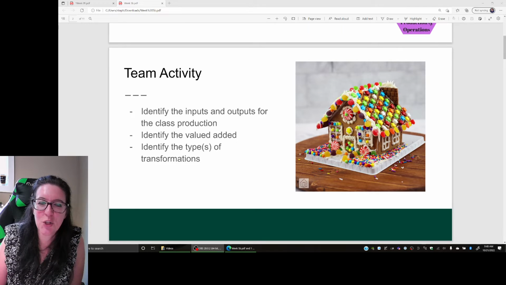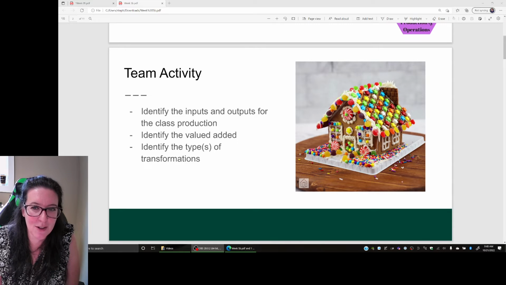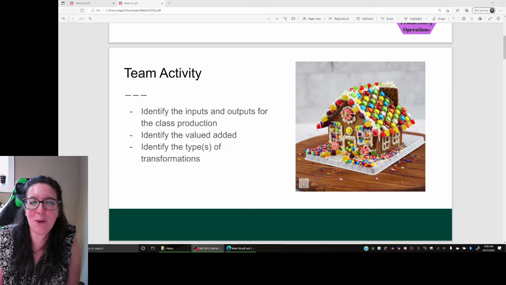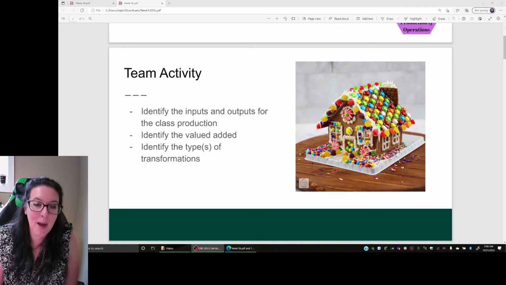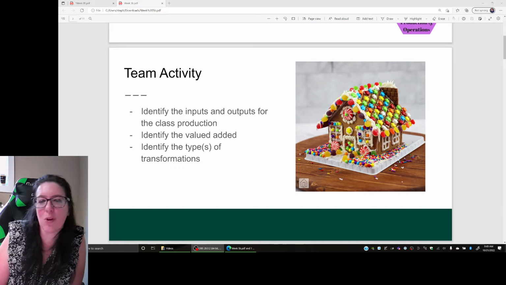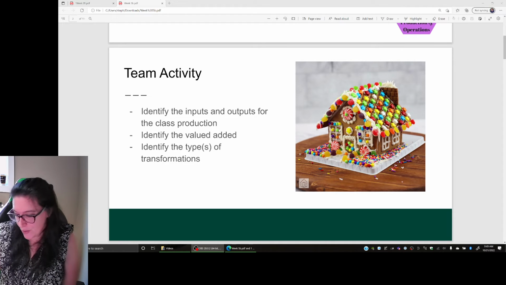So as we look at our gingerbread house, we are going from our inputs. That is, we have the crackers or cookies. We have our candy. Those are all our inputs. We have our workers. That's part of our inputs. And our output, of course, is the gingerbread house. The value added is, of course, making it so that the customer doesn't have to make it themselves. We're saving them time. And so the idea, what type of transformation do we have here? Which one is it? Well, we have a physical transformation because we are making the gingerbread house.